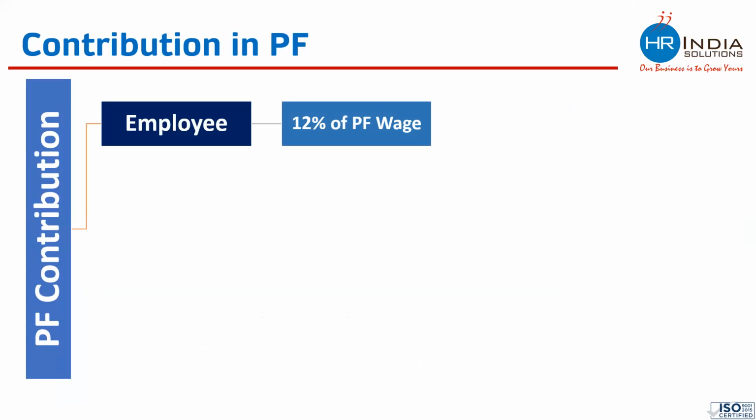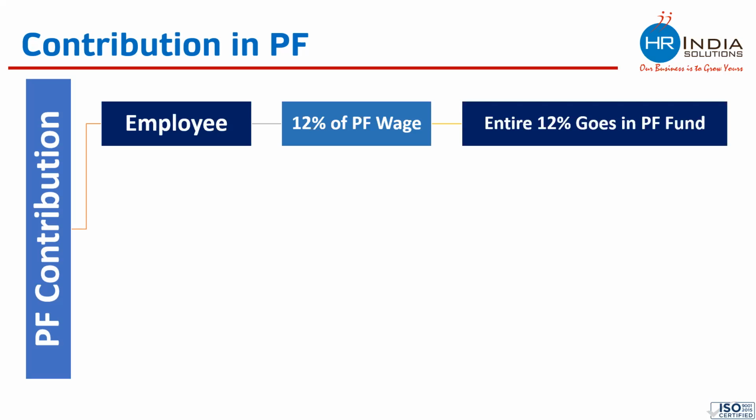Employee contributes 12% of PF wage, whether it is gross minus HRA or the gross salary. From now, we'll call it PF wage, the component on which you are contributing PF. So the employee contributes 12% of PF wage, and that entire 12% goes in Provident Fund. Like I said, there are three schemes in the EPF Act. The first is the Employees Provident Fund Scheme 1952. Second is the pension scheme. Third is the EDLI scheme, right?